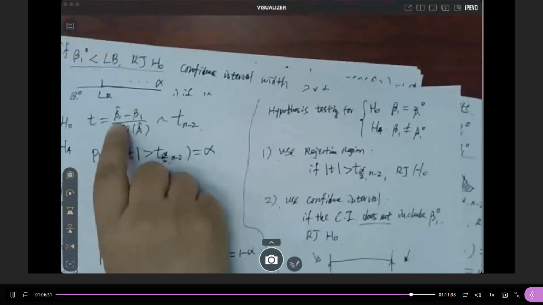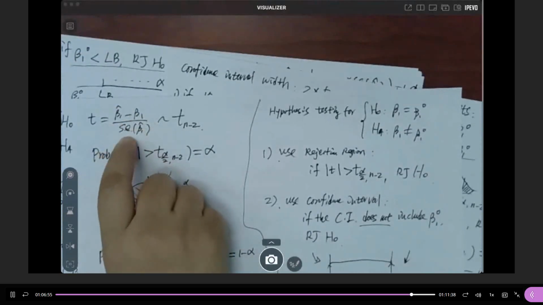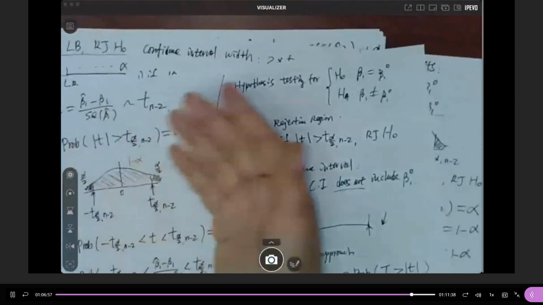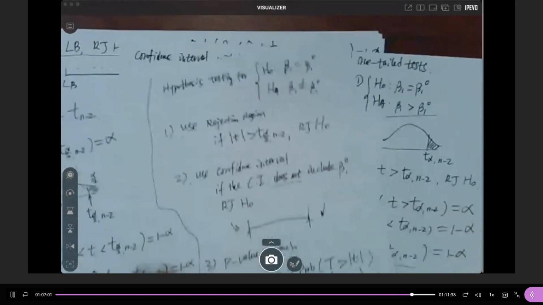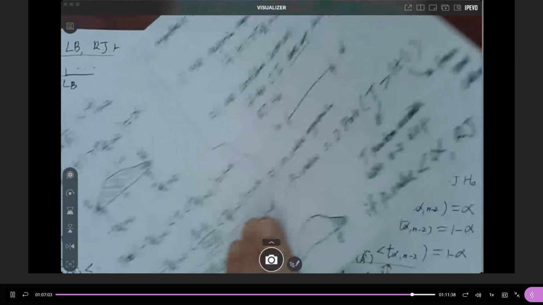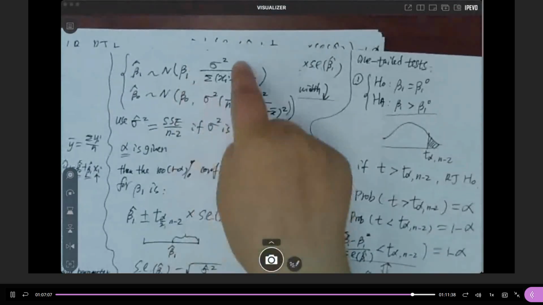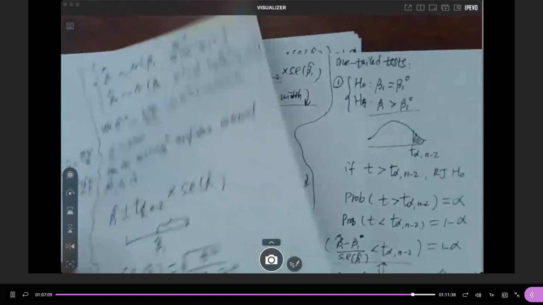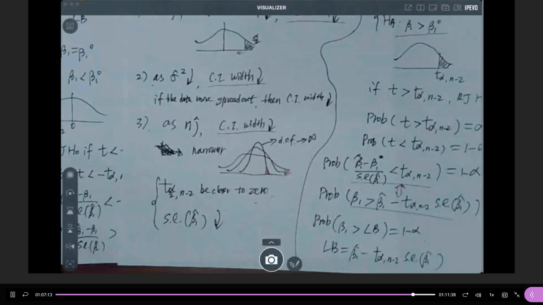definition here, if it's beta 0 hat, you would use beta 0 hat minus the hypothesis value of beta 0, divided by the standard error of beta 0 hat. The distribution is still a T distribution. Everything is the same. It's just that the actual distributions for beta 0 and beta 1 here are different. You need to plug in the right distribution values. All right, any questions so far?